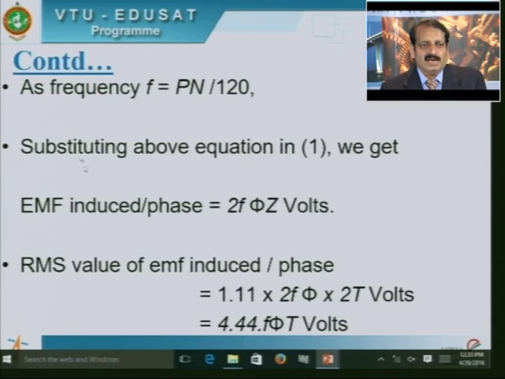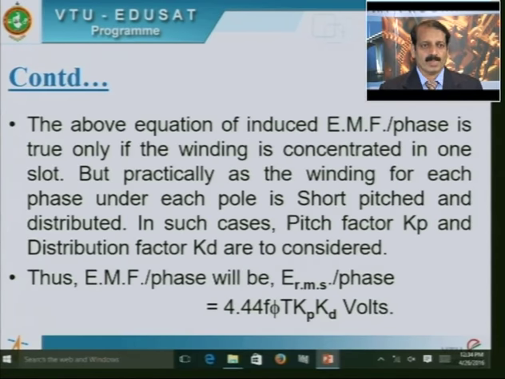And as the frequency is given by Pn by 120, we substitute this in equation 1, and we get the EMF induced per phase, this is the average EMF induced per phase, given by 2 f phi Z volts. Now, from this average EMF we can calculate the RMS value of the EMF induced per phase by multiplying it with the form factor 1.11. So, we get 4.44 f phi T volts as the RMS value of the induced EMF per phase.